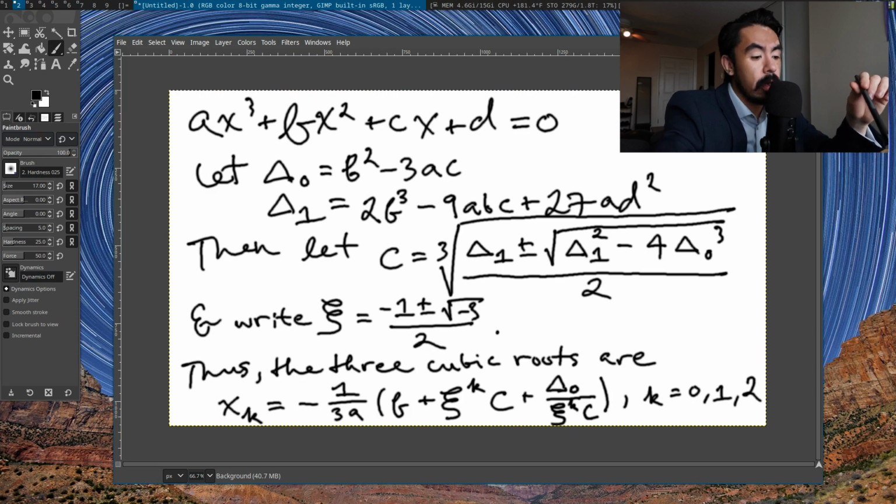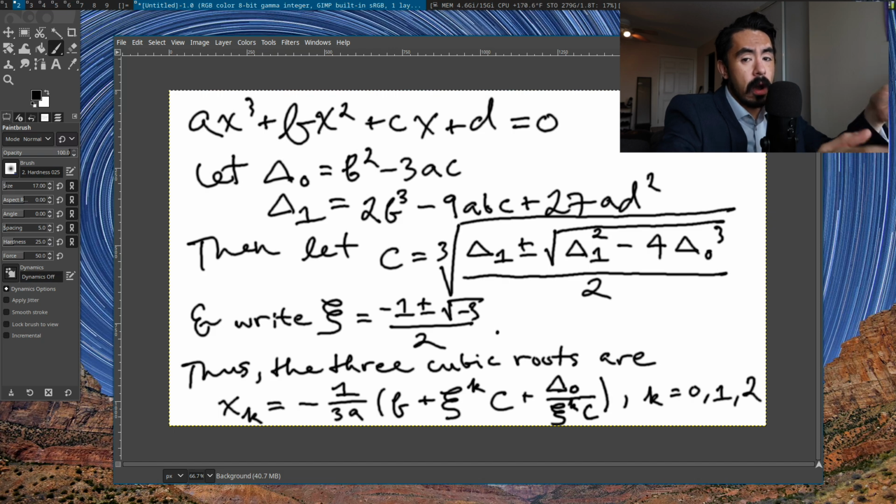And, okay. Thus, the 3 cubic roots are x sub k, where k is equal to 0, 1, or 2, equal to negative 1 over 3a times the quantity b plus omicron to the k times c plus delta sub 0 all over a denominator of omicron to the k times c.